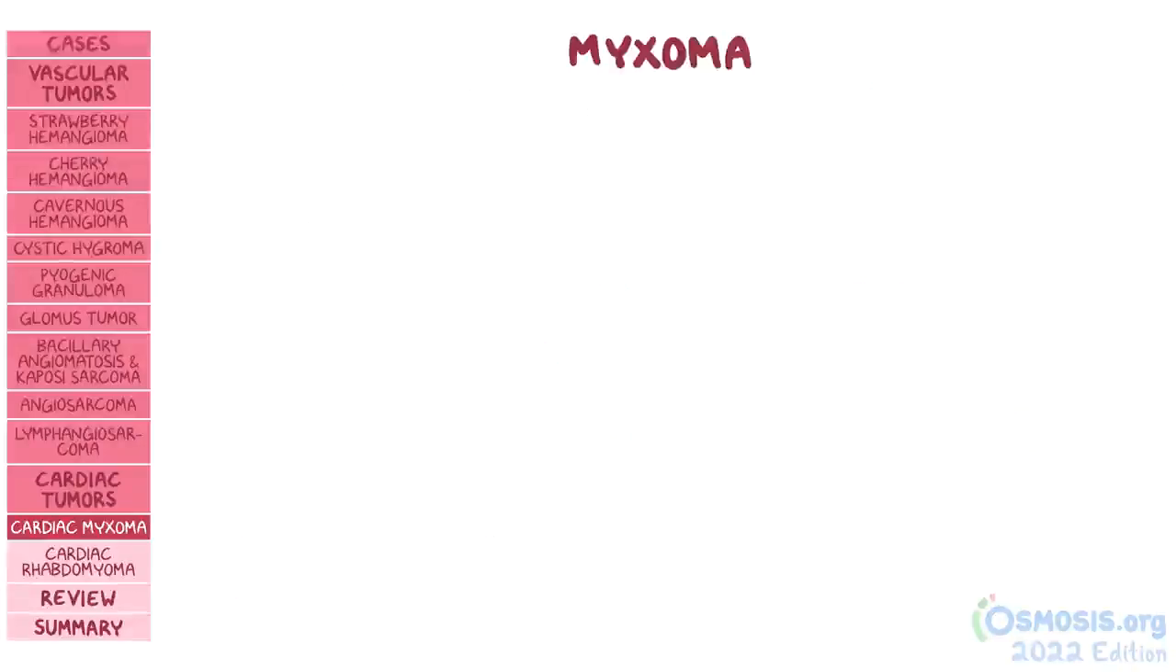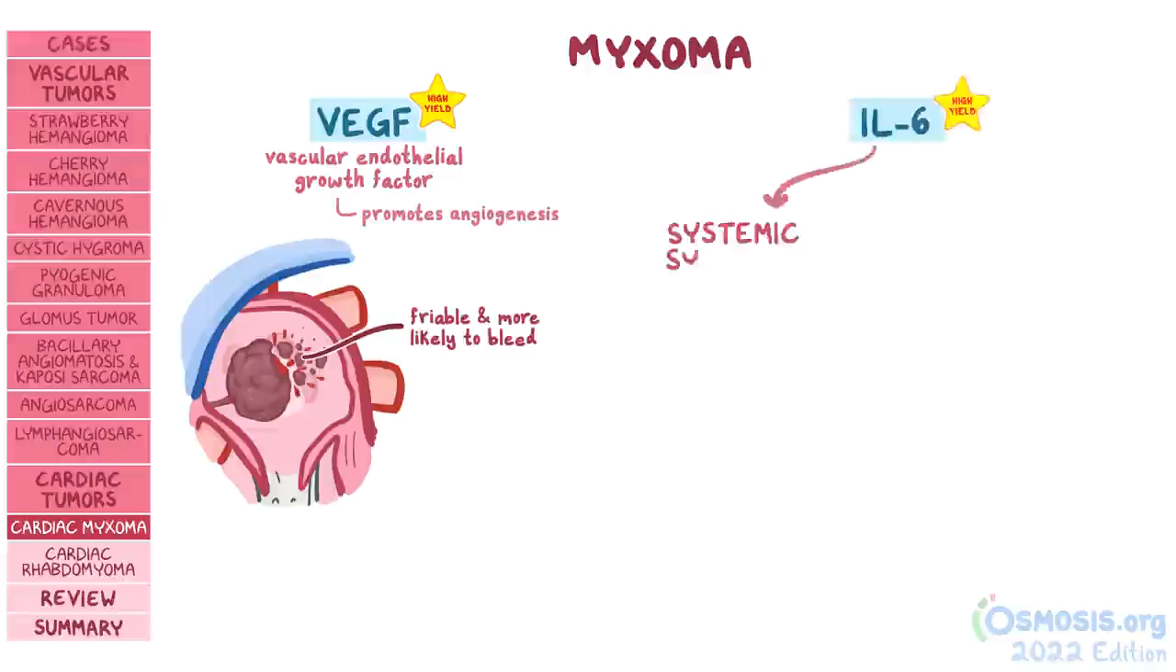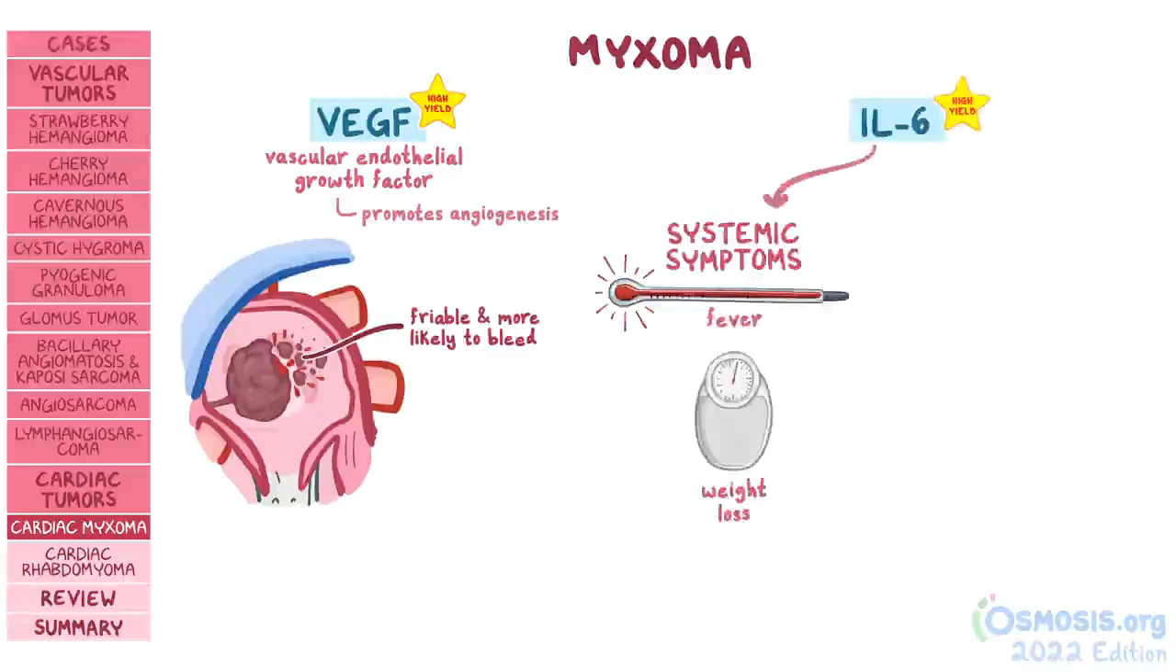Atrial myxomas produce vascular endothelial growth factor, or VEGF, which promotes angiogenesis, making the tumor friable and more likely to bleed. Myxomas also make interleukin-6, a cytokine that leads to systemic symptoms like fever and weight loss.